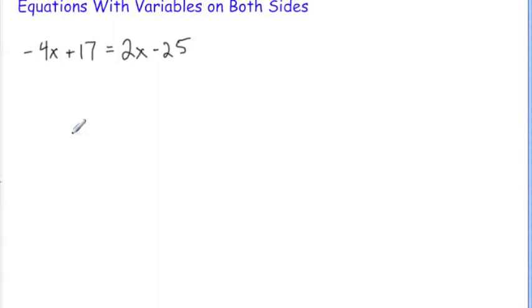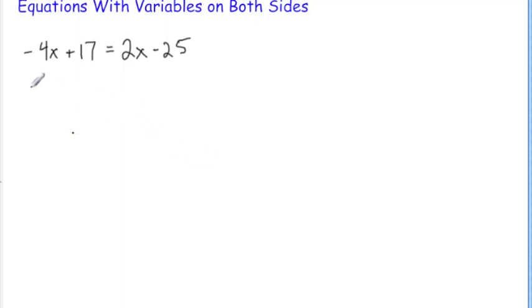So the concept that we're looking at here is equations with variables on both sides. And as you can see, the equation that we're looking at says negative 4x plus 17 equals 2x minus 25. And we're trying to isolate the variable. We're trying to get the variable by itself.